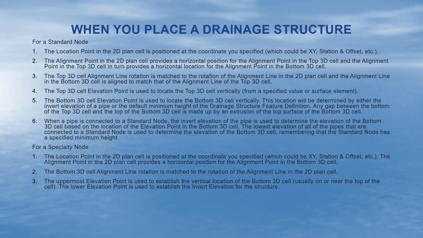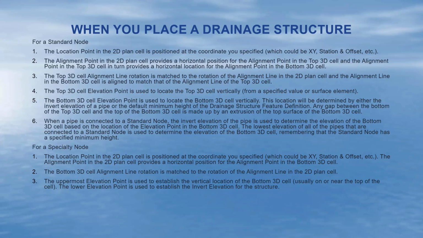When a pipe is connected to a standard node, the invert elevation of the pipe is used to determine the elevation of the bottom 3D cell based on the location of the elevation point in the bottom 3D cell. The lowest elevation of all of the pipes that are connected to a standard node is used to determine how far down the elevation of the bottom 3D cell will be. Remembering that the standard node has a specified minimum height.